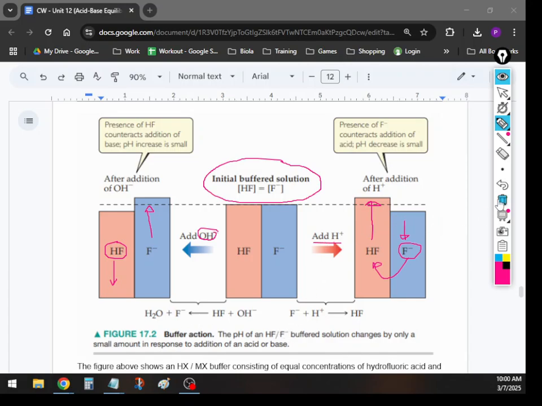So this is a relationship that you want to be able to know as well. For a buffer, if you add acid, obviously the acid concentration goes up. But if you add a base, the conjugate base concentration will go up. So that's just a relationship that you want to keep in mind.